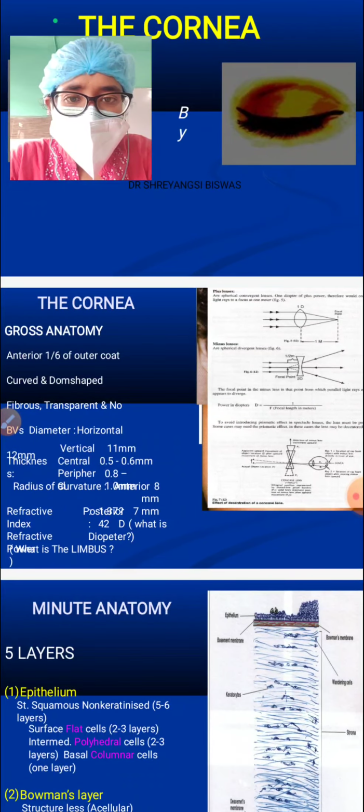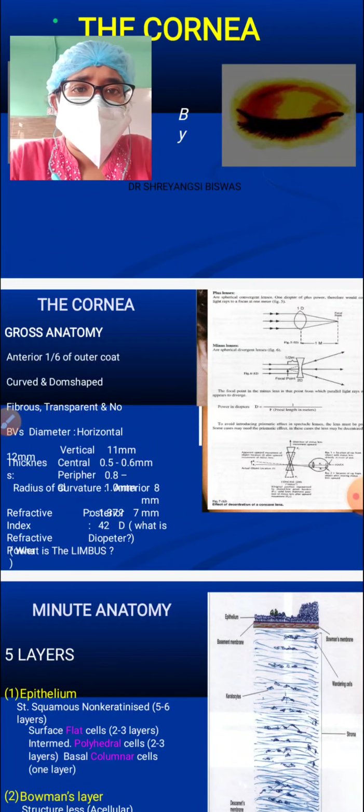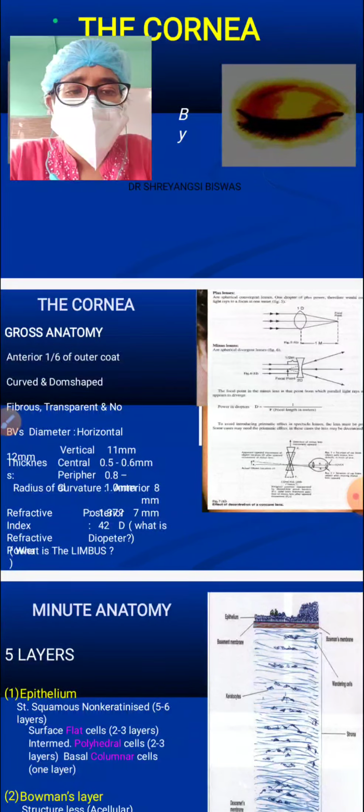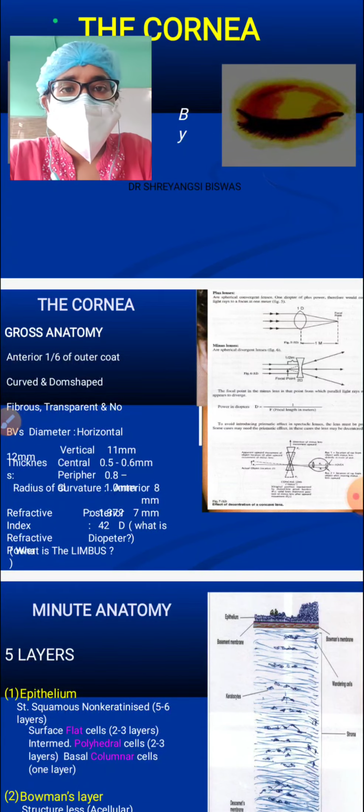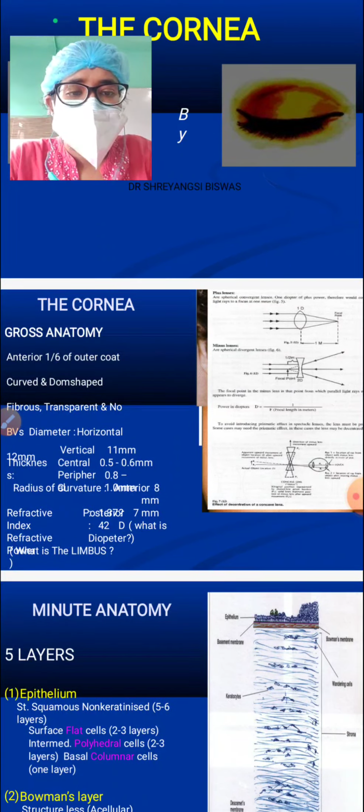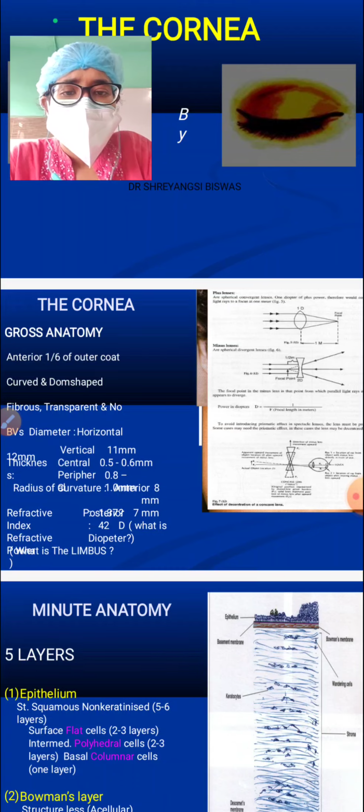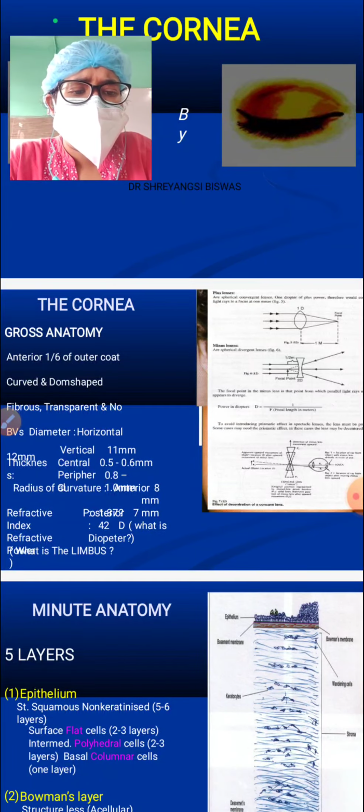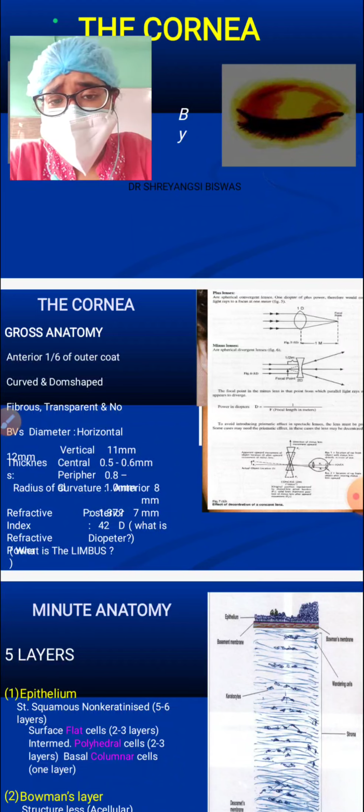Okay, so as you know, the cornea forms the outer coat of the eyeball along with the sclera, and the cornea comprises almost 1/6 of the outer coat. Now, you need to know that it is a completely transparent object. There are various reasons and various ways by which the transparency of the cornea is maintained. I will discuss this later.